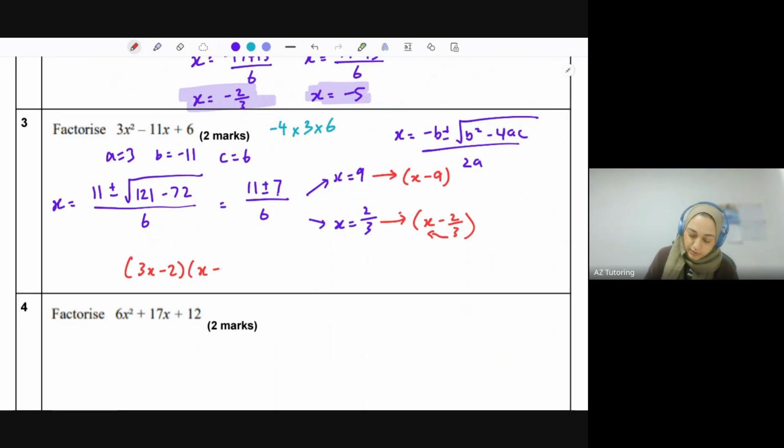And then we get x minus 9. Because this one's fine. There's no fractions there. So to get rid of that fraction, you just times the 3 up. And then that's how you factorize it. So your final answer is just 3x minus 2 and x minus 9.